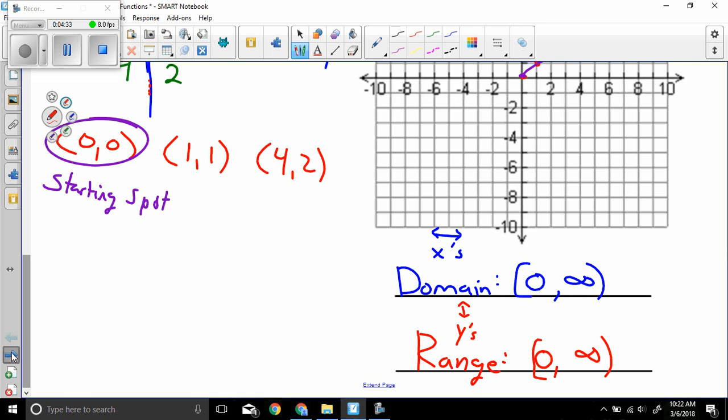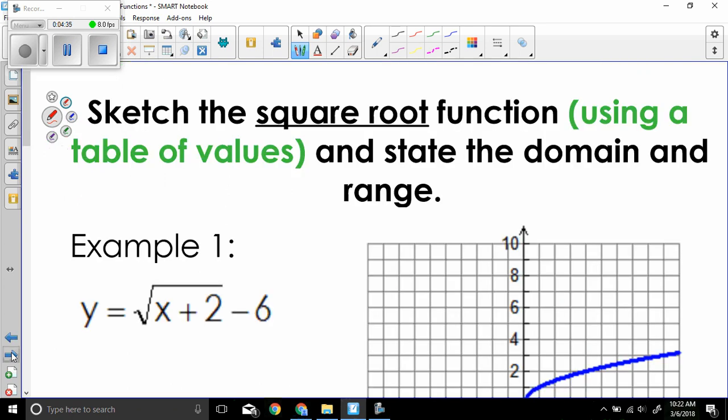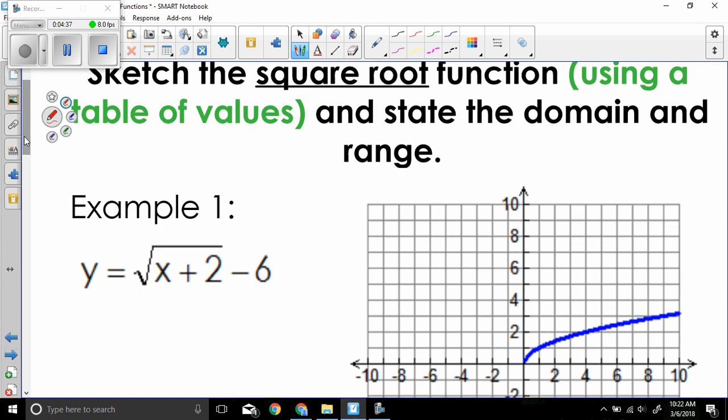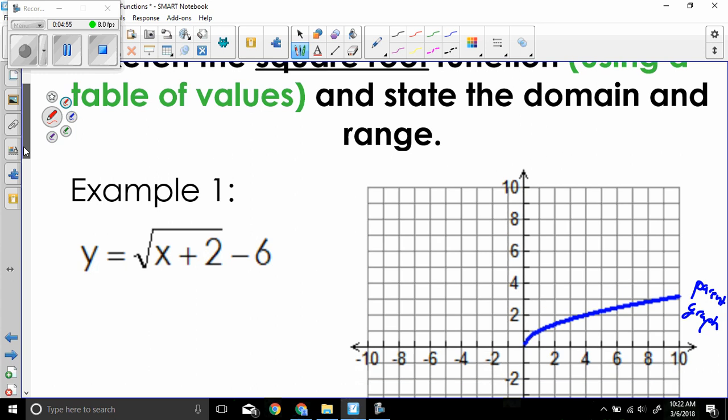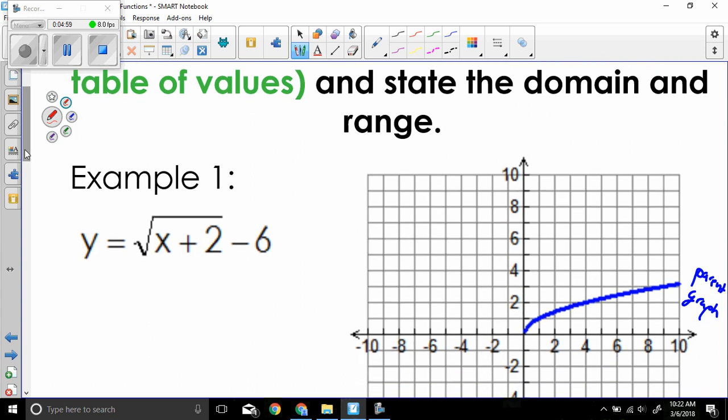All right, let's see here. Let's see if we can't do a non-generic example. I have this blue thing over here. This blue thing is already graphed. The blue is the parent graph. That's the parent graph, just to see how it relates. So let's see here. I still want to make an XY table.